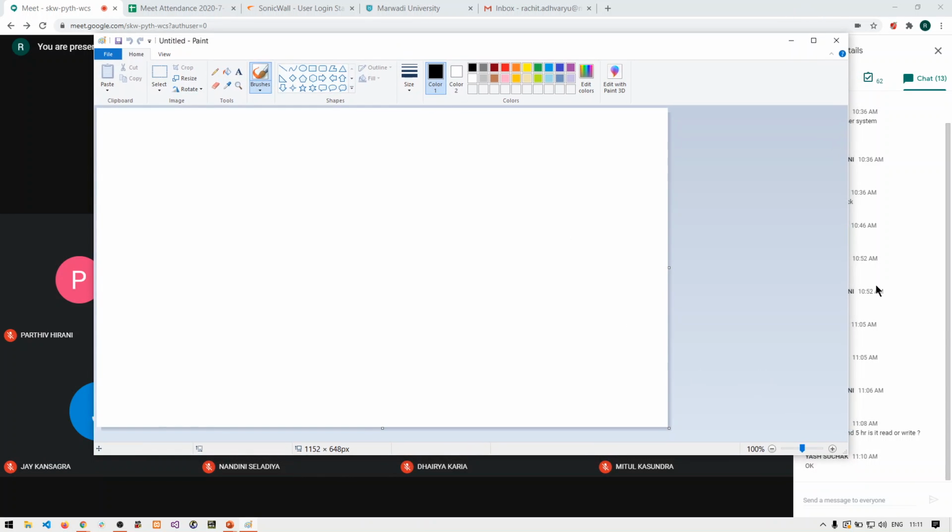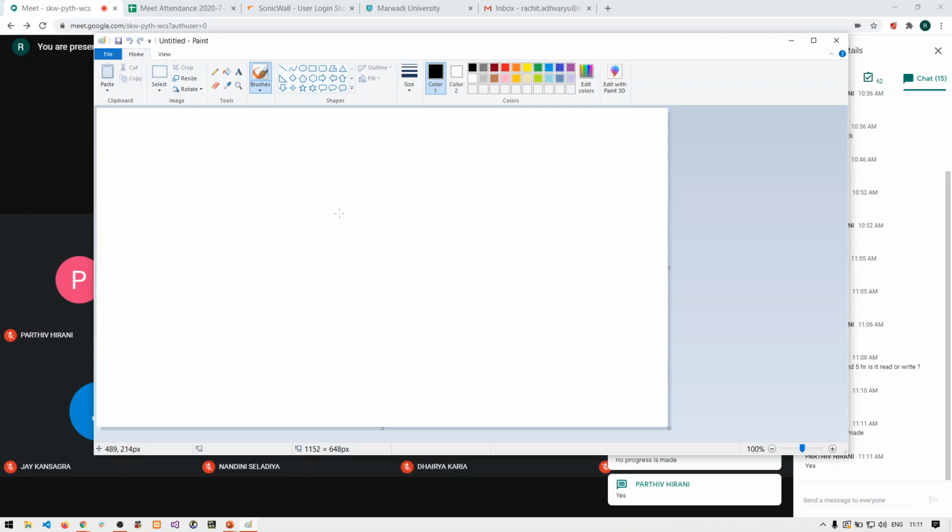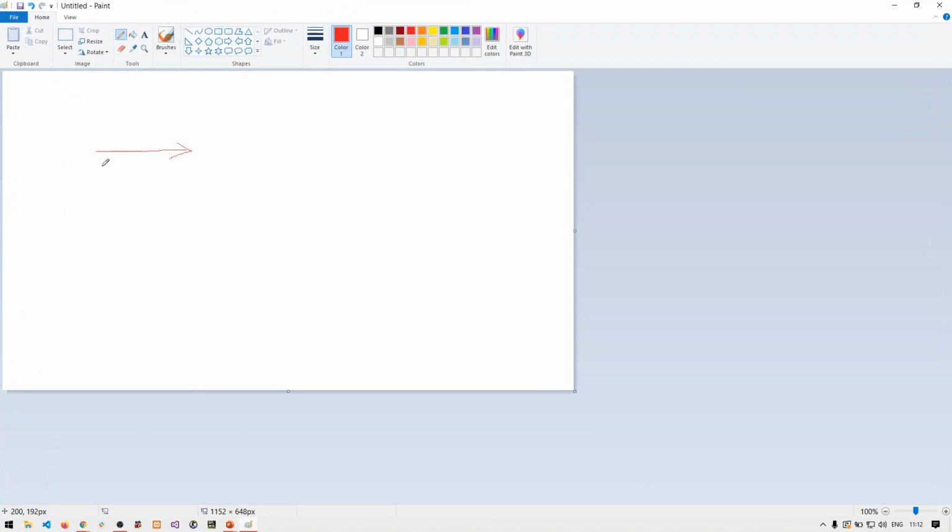So can anyone see the screen? Everyone can see the screen. Okay, now let me take it here. What is deadlock? Let me just teach here. What do you mean by deadlock? So let us say a car is moving in this direction. Just take an example. A car is moving. Just a moment, let me try to increase the width of this. Let me just have this size.